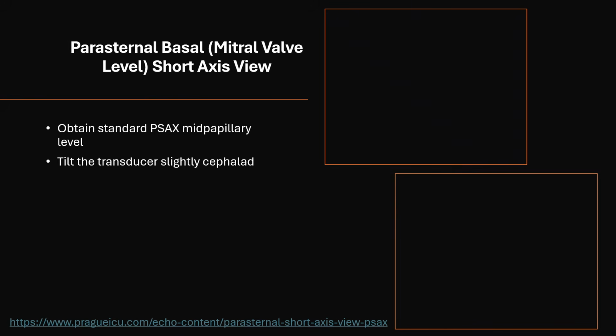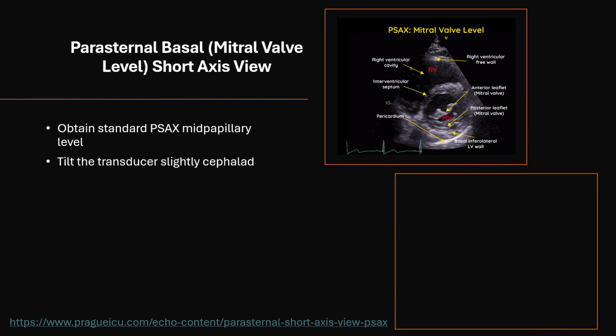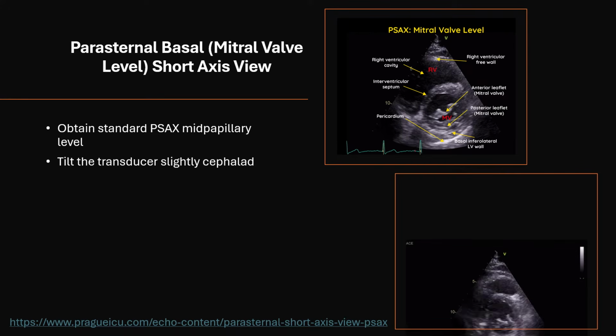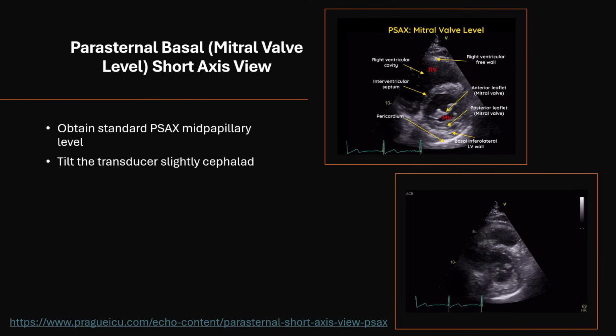Next, let's talk about the parasternal basal short axis view, also known as the mitral valve level. In order to image this, first obtain a standard parasternal short axis at the mid-papillary level, and then tilt the transducer slightly cephalad, or towards the patient's head. On the top right, you see a frozen image with anatomy delineated. And on the bottom right, you see a live video clip of a basal or mitral level parasternal short axis view.